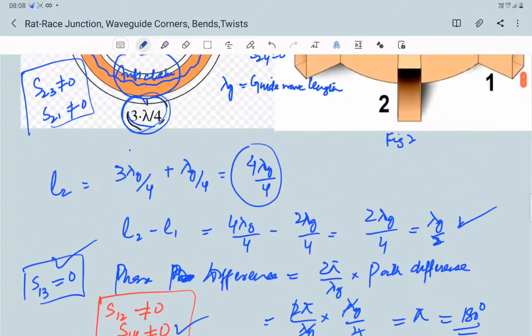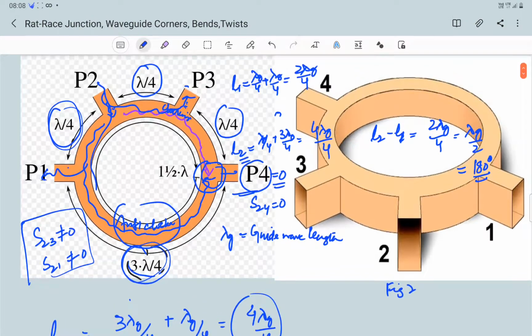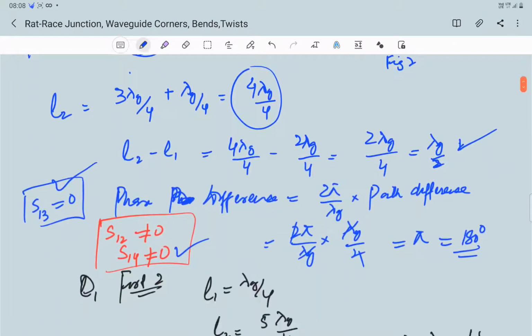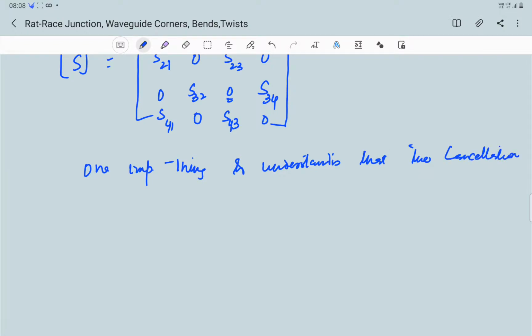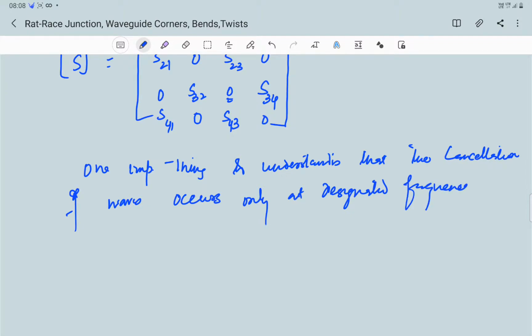So what I said is that if we connect a signal at port 1, for example in this case, we see the signal at port 3, reaching in two directions, clockwise and counterclockwise, is 0. So let me write it. One important thing to understand is that the cancellation of waves occurs only at designated frequencies, or designated wavelengths, for an ideal ring.